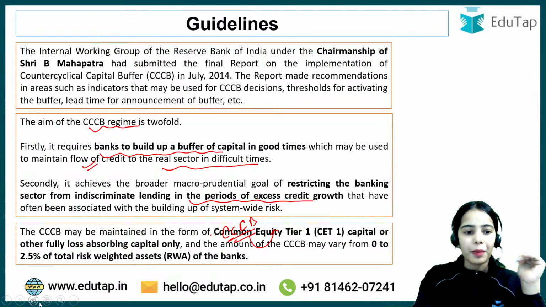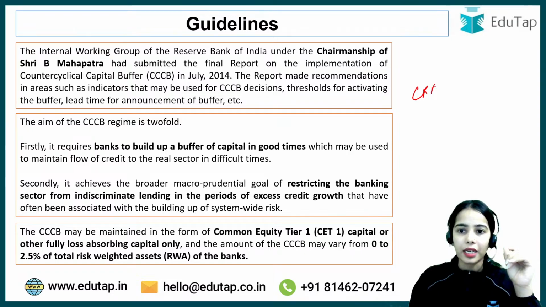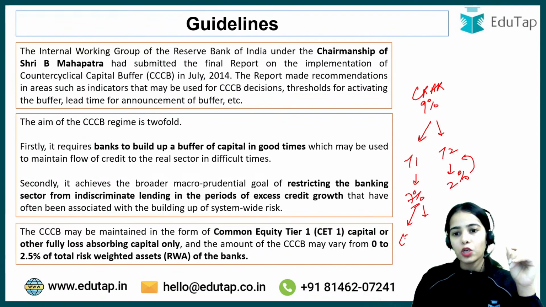Now, the counter cyclical capital buffer may be maintained in the form of, as I have told you, the CRAR is 9%. That has to be maintained in the form of tier 1 and tier 2 capital. A minimum of 7% of the capital has to be maintained in tier 1 capital, and 2% in tier 2 capital. Common equity tier 1 capital is 5.5%.